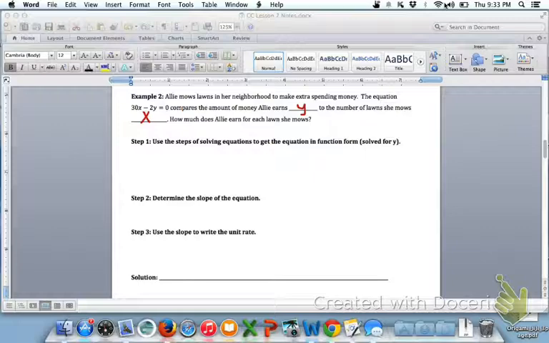So the question is, how much money does Allie earn for each lawn she mows? So each lawn she mows, since each is like for one of them, that word should trigger for you the idea of unit rate. So when you see that word, I want you to think single, and if it's looking at two different things, how much money for how many lawns she mows, that's unit rate.